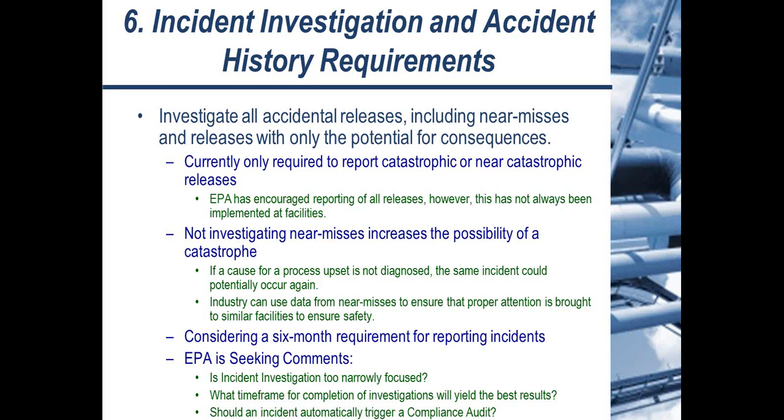Number 6, incident investigation and accident history requirements. They want to look at investigating all accidental releases and also near misses. Currently, they're only required to report catastrophic or near catastrophic releases. EPA has encouraged reporting near misses and small releases. However, as it's not required, a lot of facilities do not do this. Obviously, if you're not investigating near misses, you can run into quite a few issues. Essentially, if you're not looking at why this happened, there's a pretty good chance it's going to happen again.